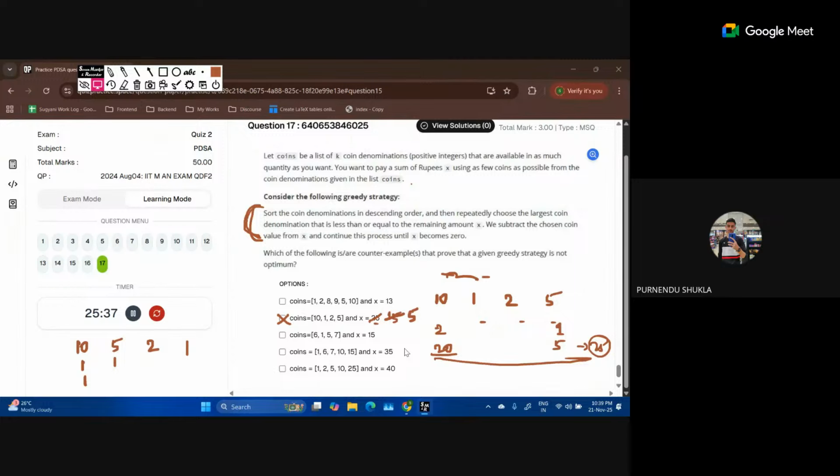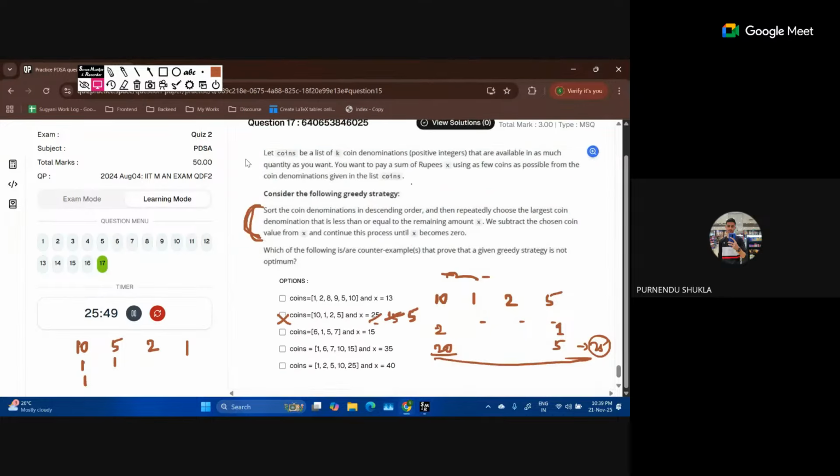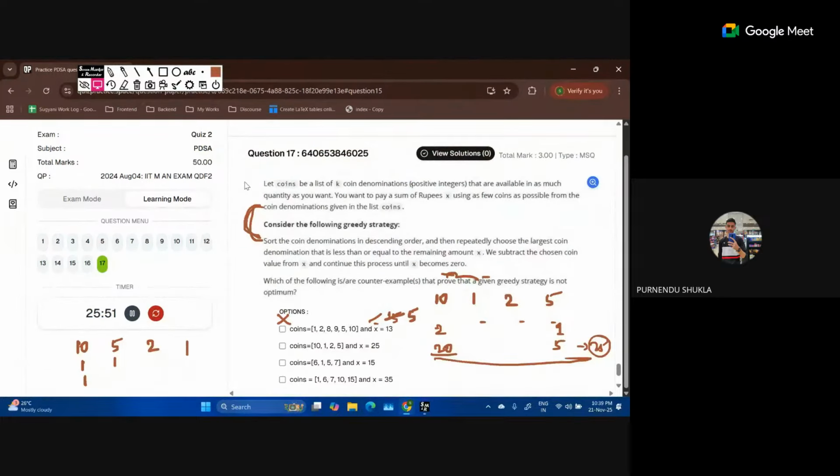Ma'am, there is one more problem in this paper, which has a similar type of flow, right? There they have given some story, and then we have to sort according to that. It's not solve according to that. Let me just find that.